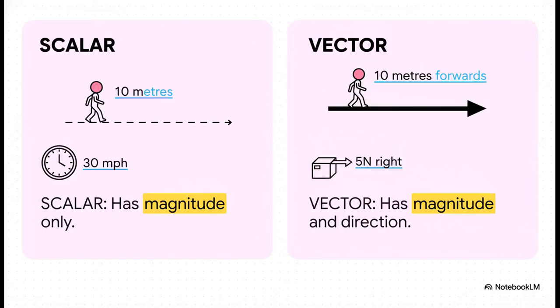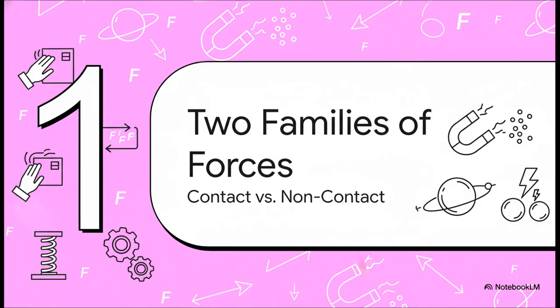And here's the deal. This is basically the language of forces. A scalar quantity just has magnitude, which is really just a fancy word for size. So think of things like distance, say 10 meters, or speed, like 20 miles per hour. But a vector has both magnitude and direction. So it's not just 10 meters, it's 10 meters forwards. And here's the crucial bit. Every single force we're going to talk about is a vector. Remember that.